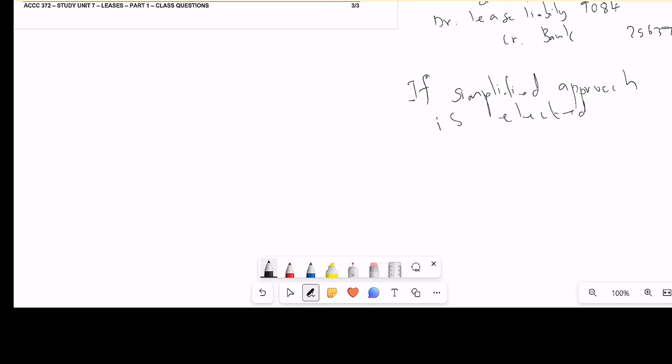So here, I'm just going to do this example so that you guys can get the context of it, like how to account for it, the journals you should be recognizing. So this is how we do it. The journaling is the same whether it was a low value lease or a simplified approach lease. The journals are the same.